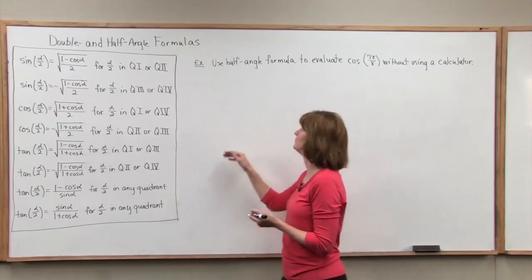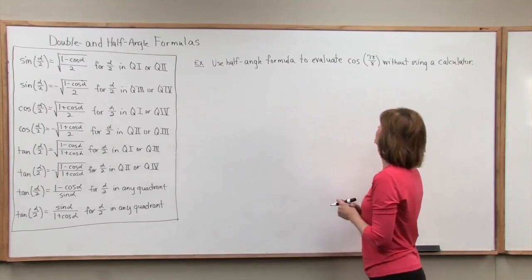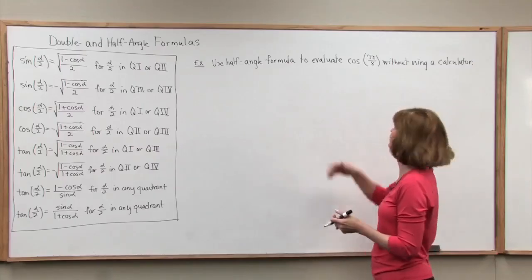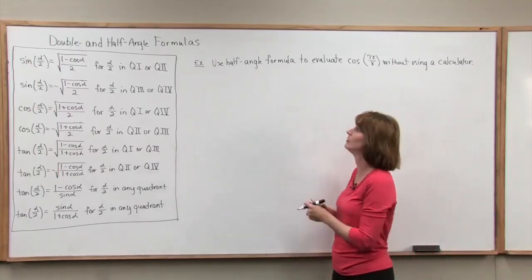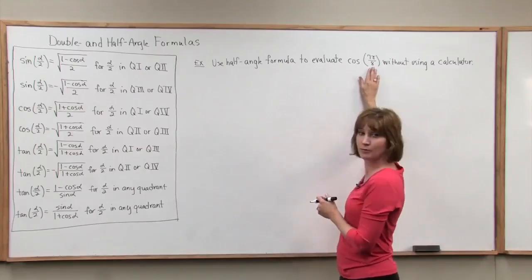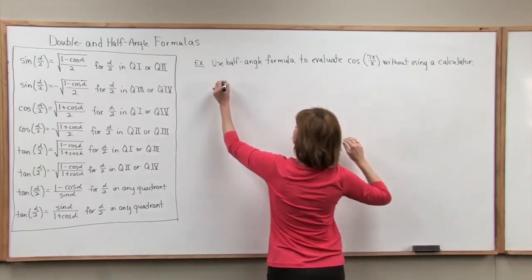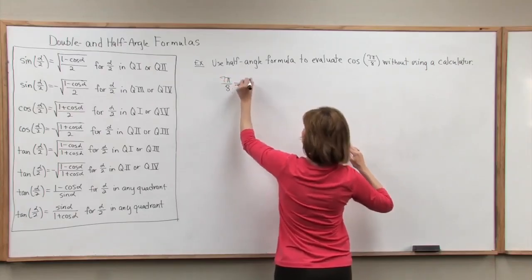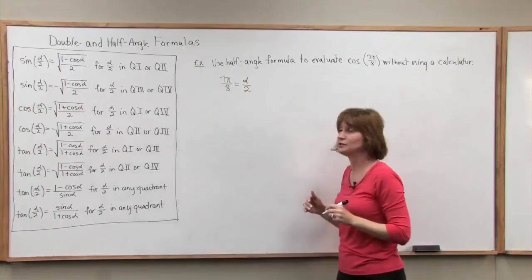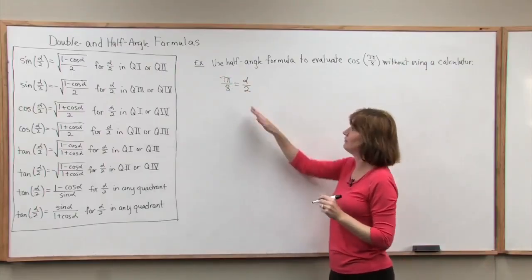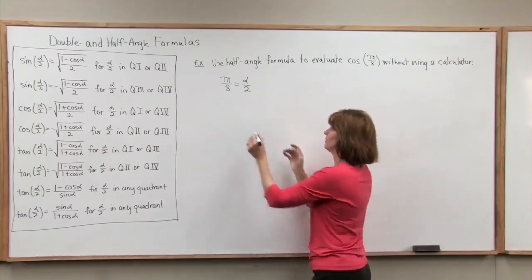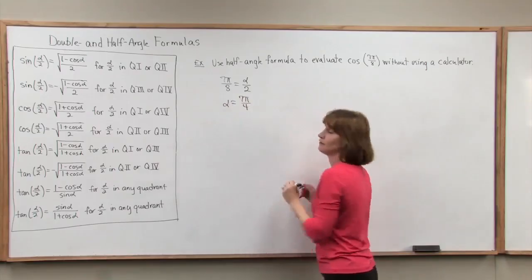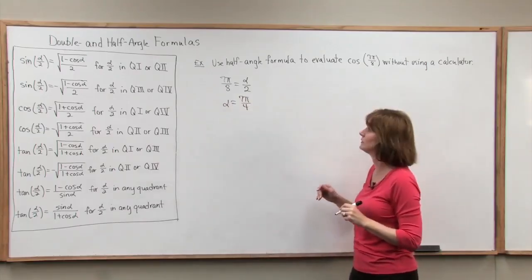Let's look at an example. We want to use a half-angle formula to evaluate cosine 7 pi over 8 without using a calculator. Notice 7 pi over 8 is not a special angle. So it says use a half-angle formula. So that means that 7 pi over 8 is the half angle, so alpha over 2. And from this we can determine what alpha is. If we multiply both sides by 2, then we see that alpha is 7 pi over 4.